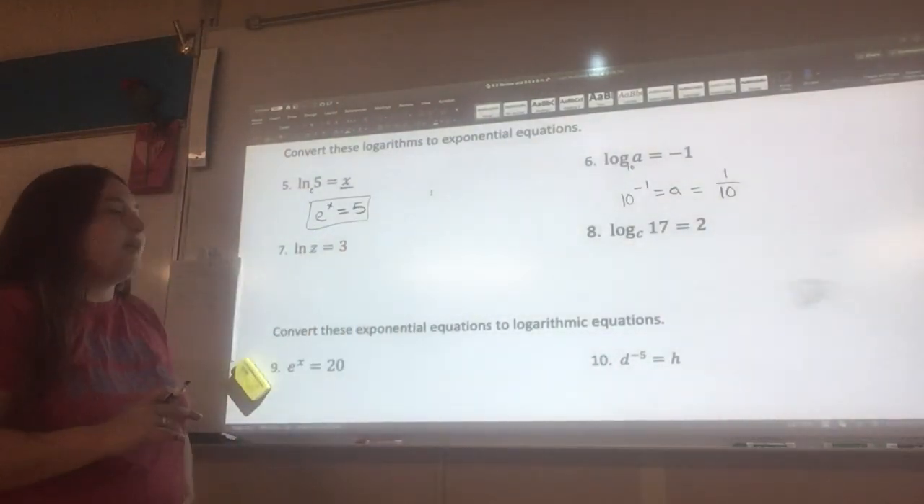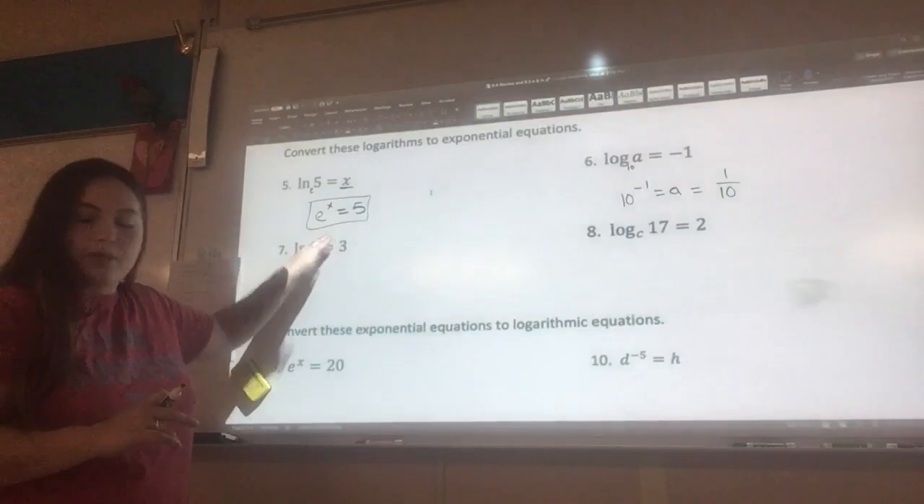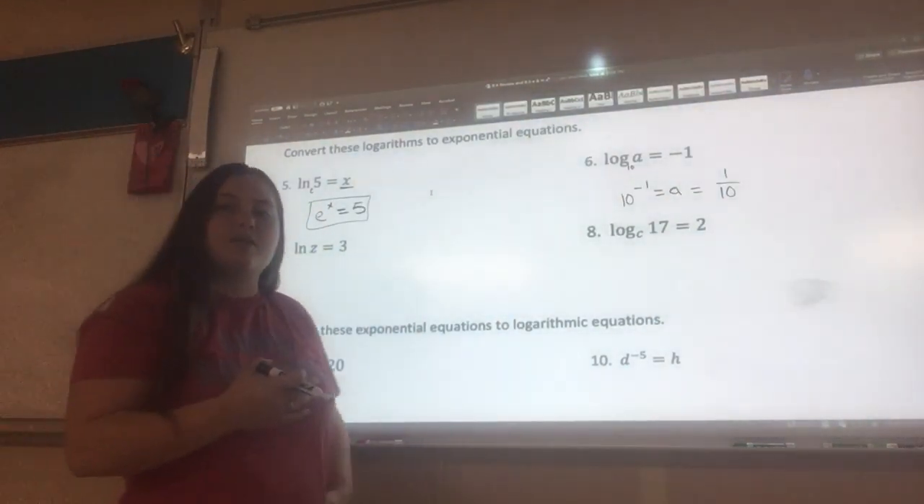If you do look at number 5, you cannot technically solve for x yet, so do not worry about it. We are just getting into the transformations.